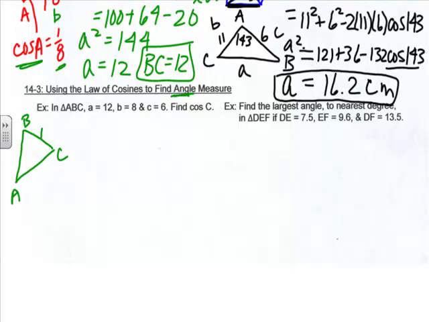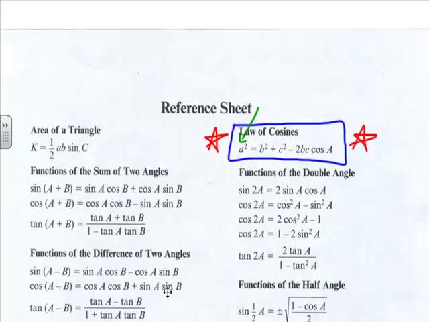A is equal to 12, B is equal to 8, and C is equal to 6. Find the cosine of C. So this is one of those situations where if you go to your cheat sheet, you look at that and you're like, oh no, it's not cosine of C, it's the cosine of A. But I don't care, because I can just go ahead and change that to C, because I need to find the cosine of C.